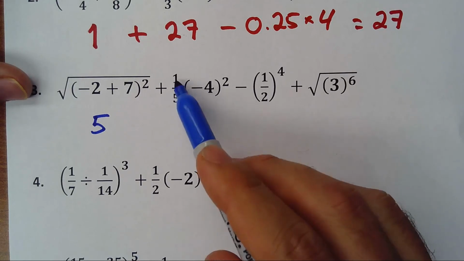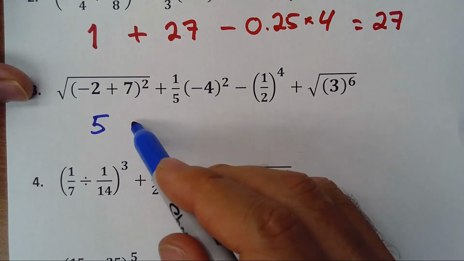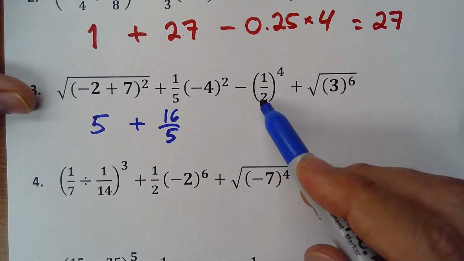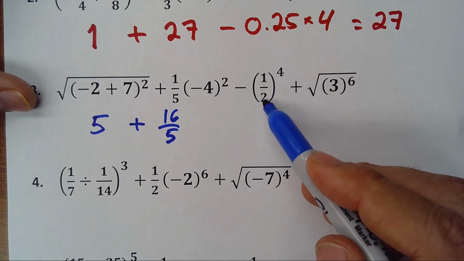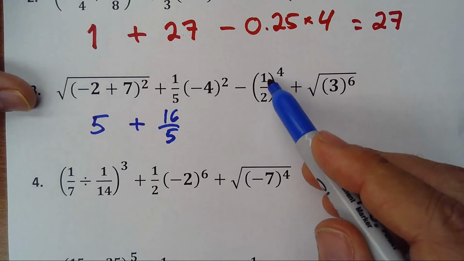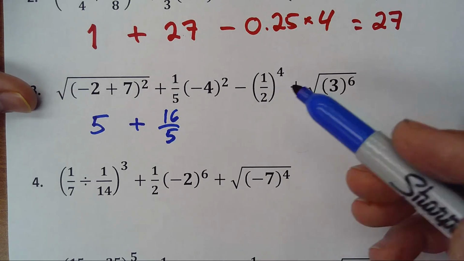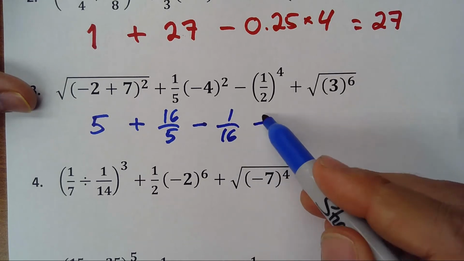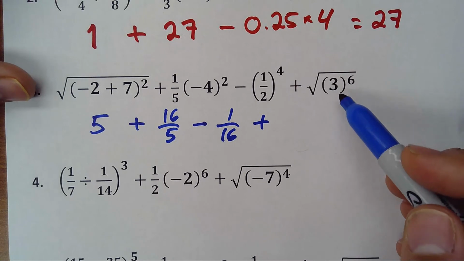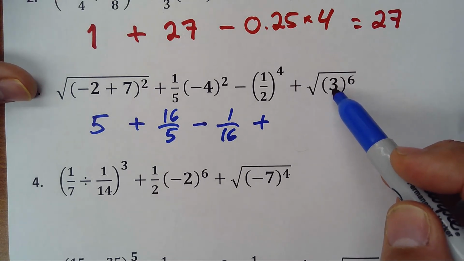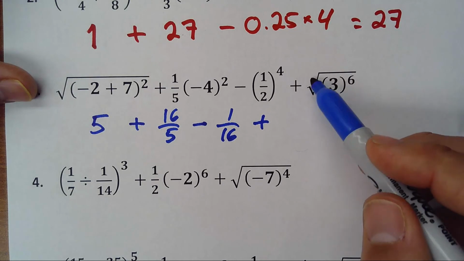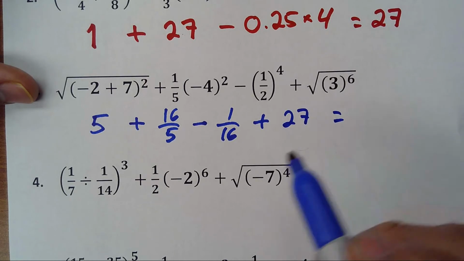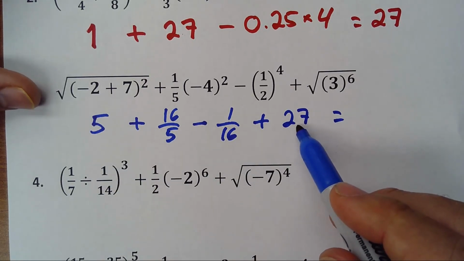16 times 1 over 5, that will be 16 over 5, plus 16 over 5. That will be this one. Minus 1 half to the 4th, that will be 1 over 16, so minus 1 over 16. Plus this one, this will be 3 to the 6th, but a square root, basically, that will be 27. Plus 27. So 5 plus 27 is 32.